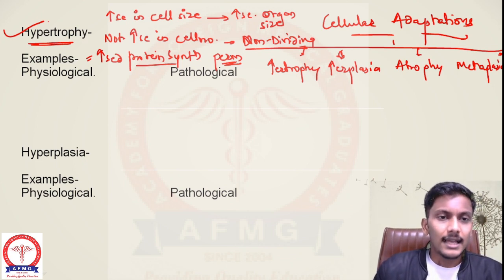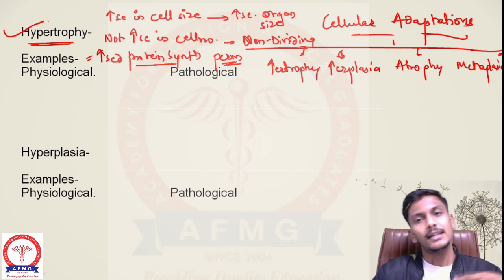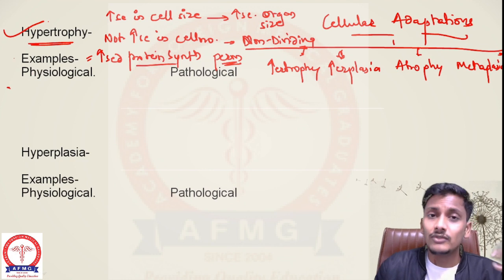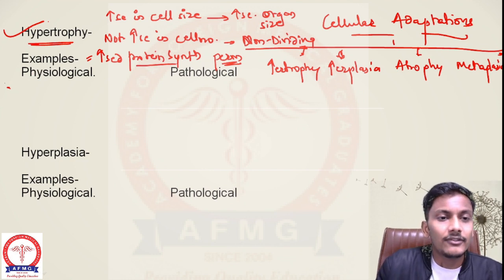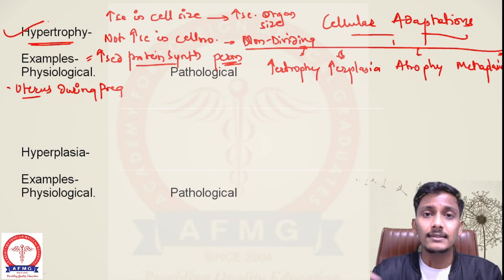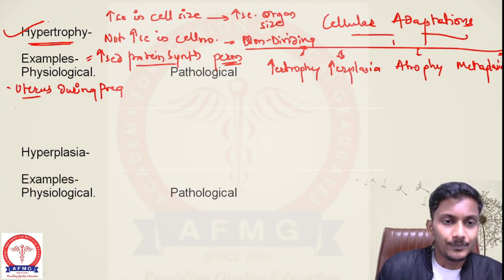Moving further, now to the examples of hypertrophy. What are the examples of hypertrophy that we need to remember? Please remember, there can be some physiological examples and there can be some pathological examples of hypertrophy. Let's begin with the question which has been asked multiple times. The physiological example of hypertrophy is the uterus during pregnancy. As we all know, the normal uterus is around 70 grams, but during pregnancy it becomes around 1100 grams. So this is a classical example of uterine hypertrophy during pregnancy.